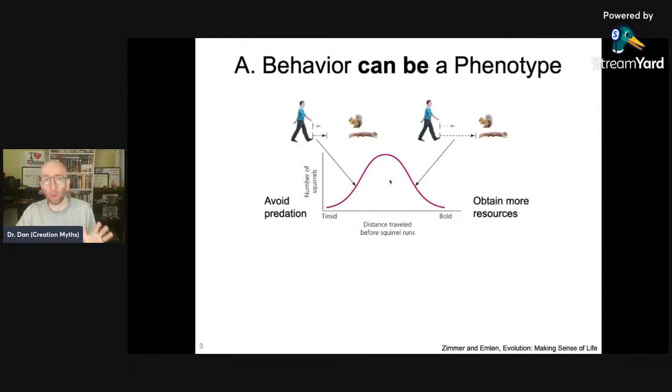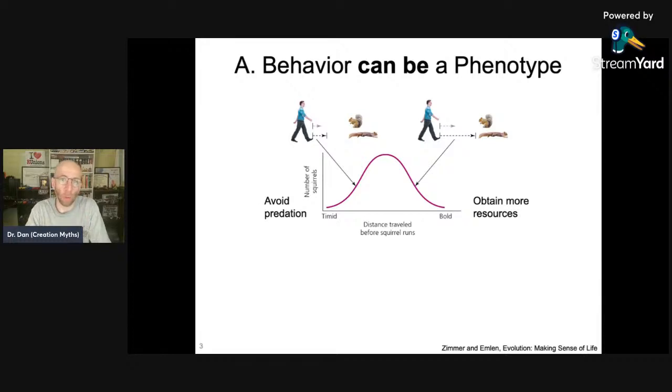Well, the first thing we have to talk about is that behavior can be a phenotype. That means that behavior can be a trait that has a genetic basis. Okay, so we've got a lot of examples of this, and I'll give you some as we go. But here is a really simple representation of it.